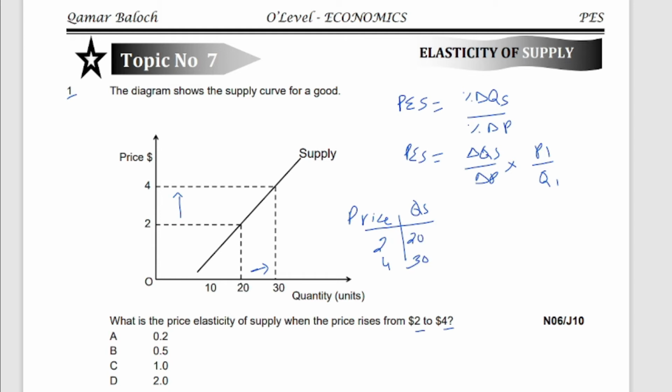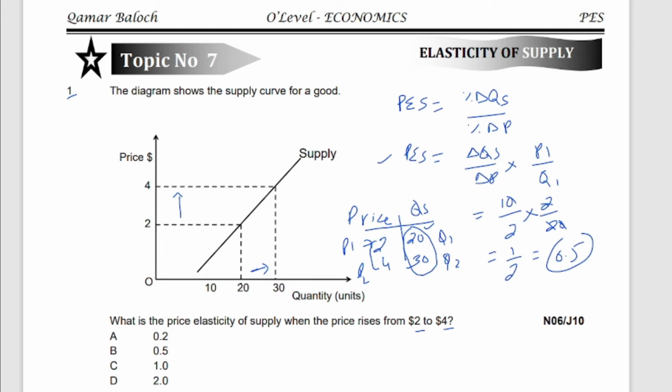Okay, so now we have different values. This is P1 and this is P2, this is Q1, this is Q2. So we can find the change, using this formula, change in quantity supplied. The change in quantity supplied from 20 to 30 is equal to 10, and the change in price from 2 to 4 is equal to 2, and the initial price P1 is 2, so I will put 2 here, and then quantity Q1 is 20, so 20 here. So we can cancel 0 with 0, 2 ones are 2, and the answer will be 1 over 2, that is equal to 0.5. So option B is correct.